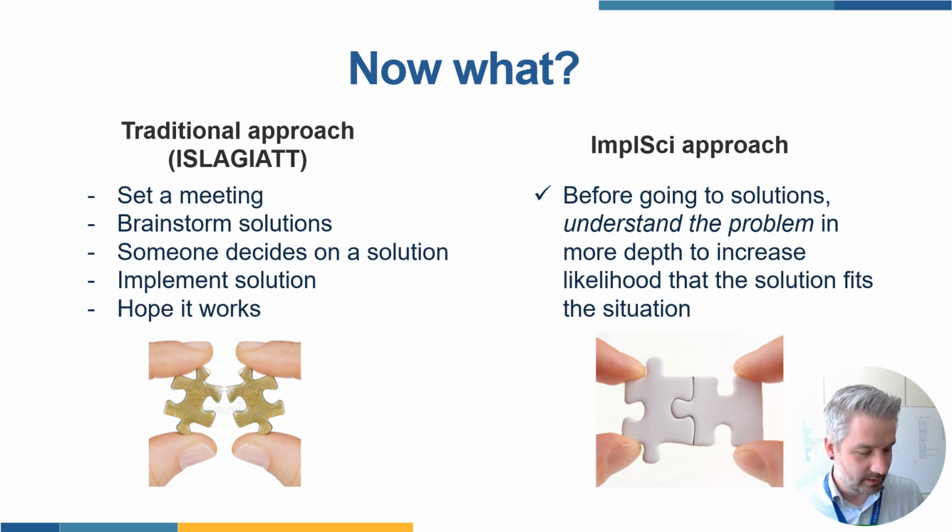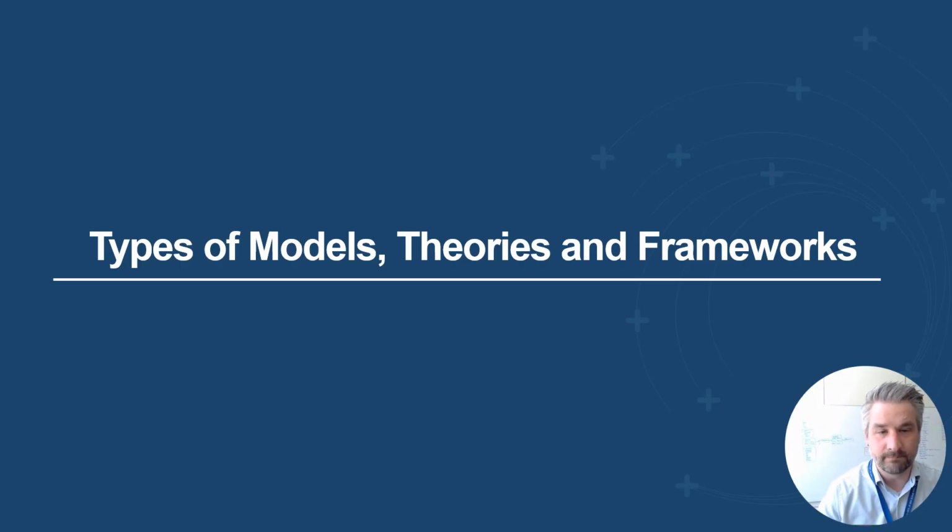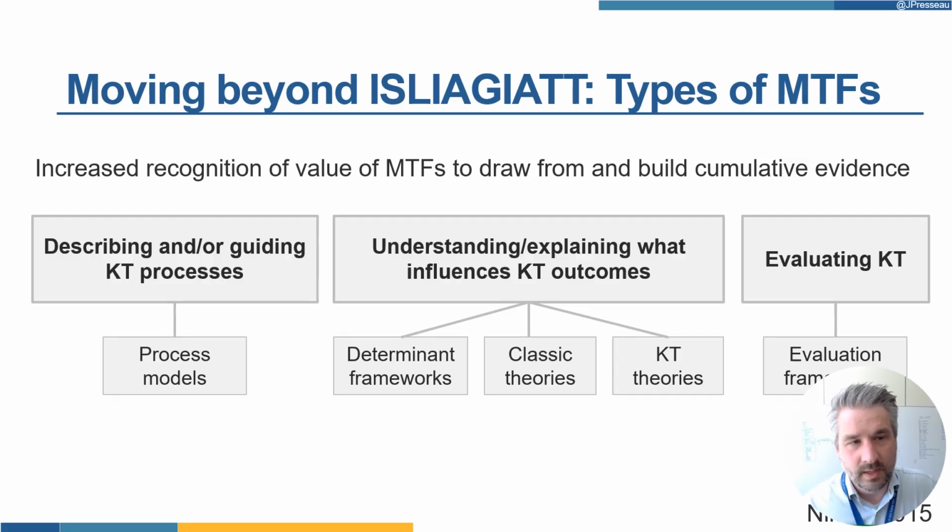And therein lies the value of implementation science. Before going to our solutions, we try to understand the issues, the problem, in more depth, so that we can increase the likelihood that the solutions that we're developing fit the situation that we're in, and that we can learn from past efforts and contribute to future efforts through our application of implementation science principles. And that's where the models, theories, and frameworks really come in. So we'll talk now a little bit about types of models, theories, and frameworks. And increasingly, there's recognition of the value of using models, theories, and frameworks to draw from and build a cumulative evidence base.